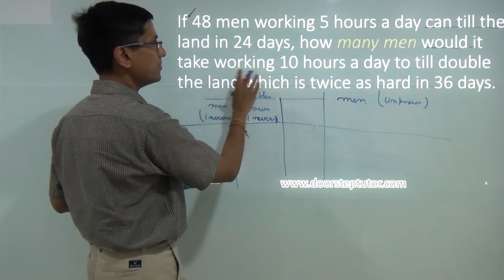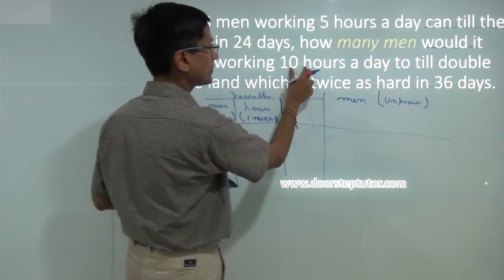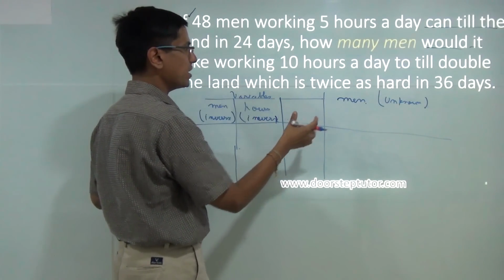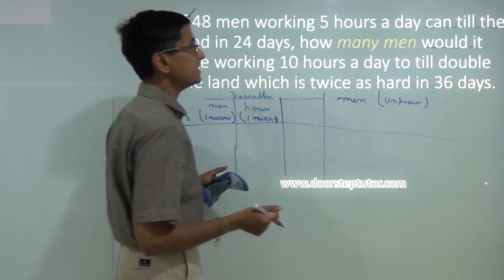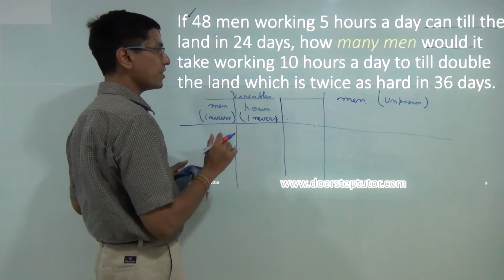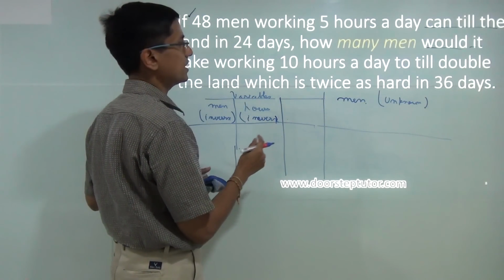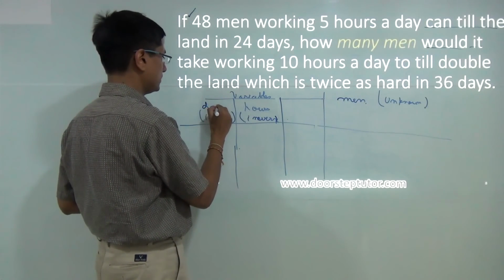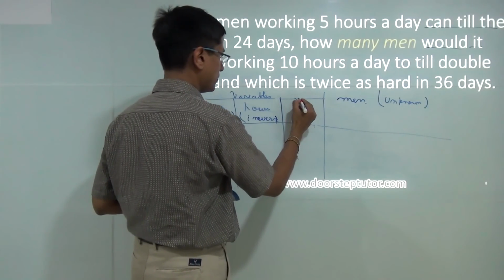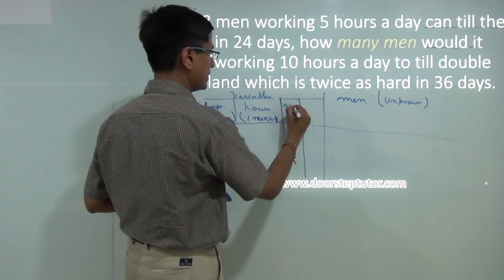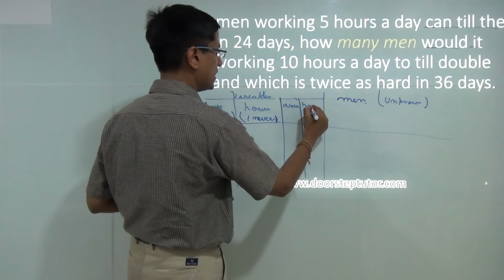So the first variable is hours. Then double the land. So land is another variable. What is the area of land? And twice as hard. So hardness is another variable, and number of days is another variable. So there are quite a few additional variables here. So men and days comes here, and there are two more variables introduced. One is the area and second is hardness.